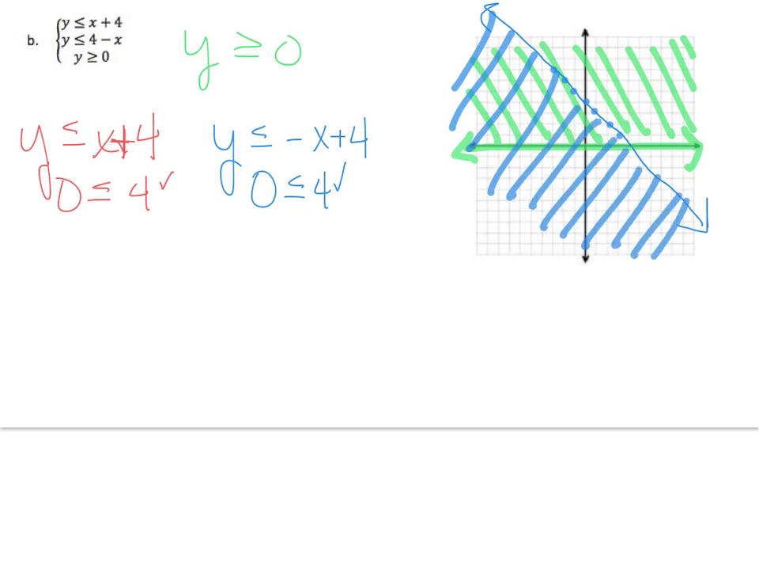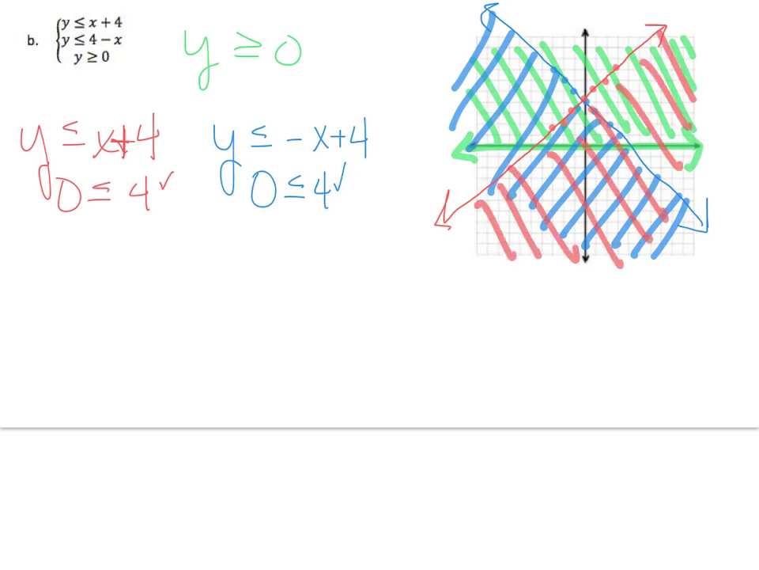Okay, last but not least, I have a y-intercept of +4 and a slope of +1. Solid line. And if I test the 0, 0, it was true, so I want 0 to be part of my solution. My final solution is just that triangle in the middle. Awesome. Good work today.